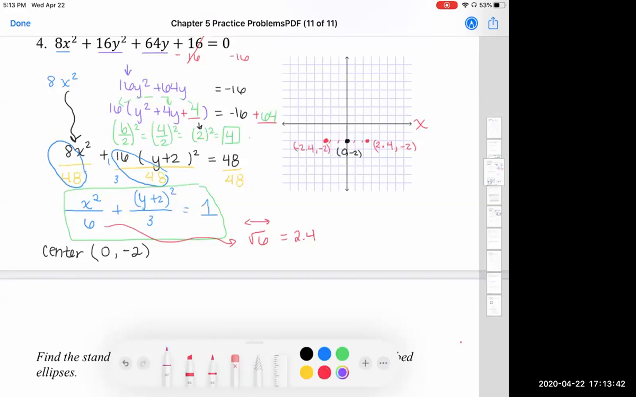All right, under my y, I have a 3. Your y-axis moves up and down. So I know up and down, I'm going to move square root of 3 units. Square root of 3 is a decimal, which is about 1.7. So I'll move up and down 1.7 units. So 1 and a bit more. Somewhere around there.